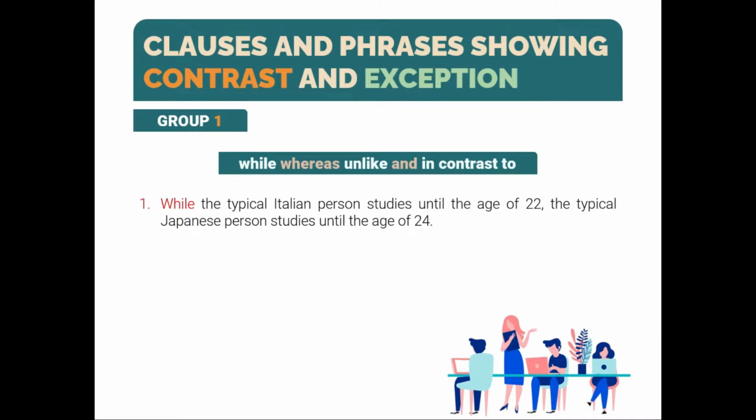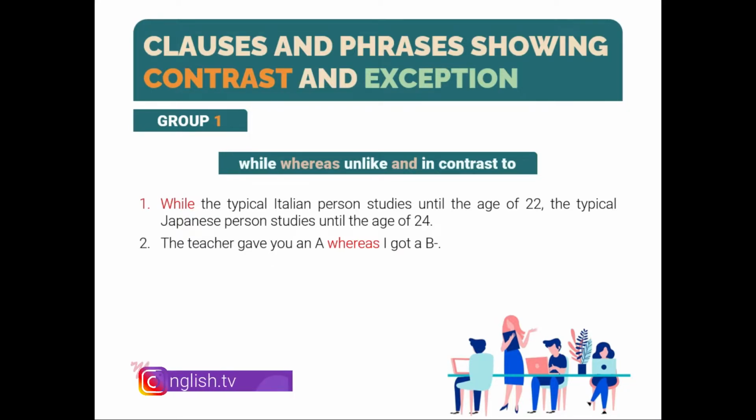Number 2. The teacher gave you an A, whereas I got a B minus. The conjunction whereas is used to contrast part A and part B of the sentence as well. However, one part needs to be positive and the other negative, or at least with a negative or positive connotation. Here, because we know A is more than B, A represents positive and B negative.